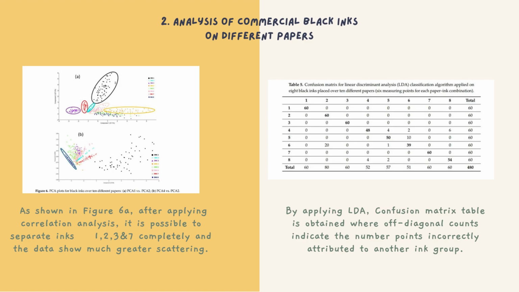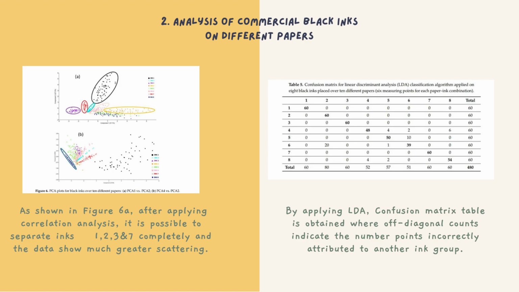PCA analysis is applied for the dataset containing the total of 480 data points, where each of the sample 6 measurements were taken. As shown in figure 6a, after applying correlation analysis, it is possible to separate inks, the first, second, third, and the 7th ink completely, and the data show much greater scattering.